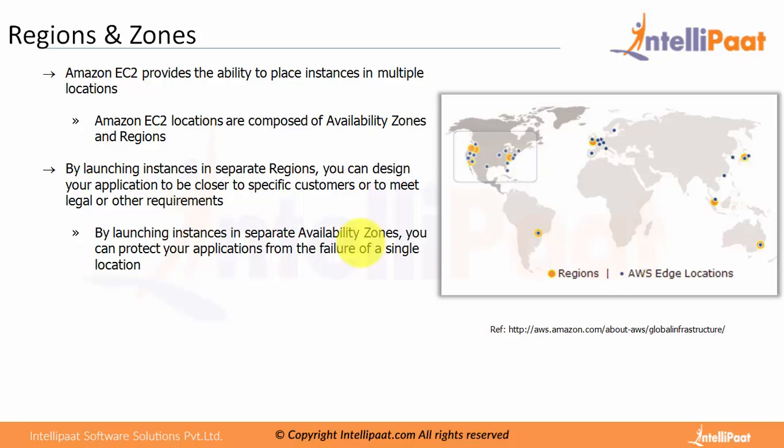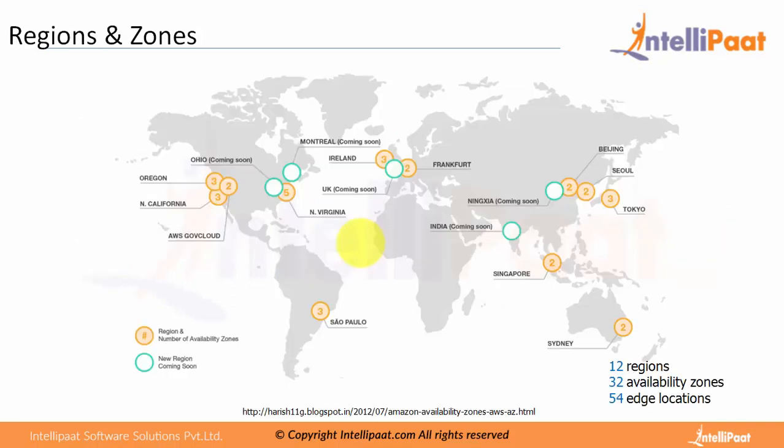The advantage is, if due to any reason one of the zones fails, something happens, right? This is the possibility. In this computer world, anything can fail. If that happens, then your second server is still running and serving your requests. So you can achieve high availability and disaster recovery with the regions and the zone concept.